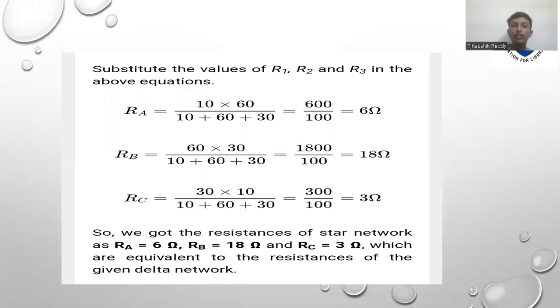On substituting all the values in the given formula, substitute the values of R1, R2, R3 in the above equations. RA is equal to 10 into 60 by 10 plus 60 plus 30, we'll get 600 by 100, and we get 6 ohms.